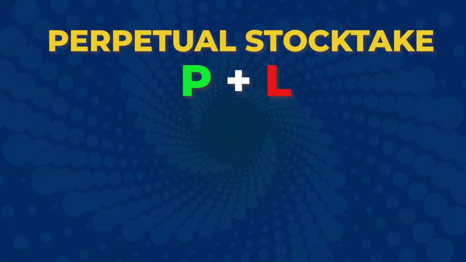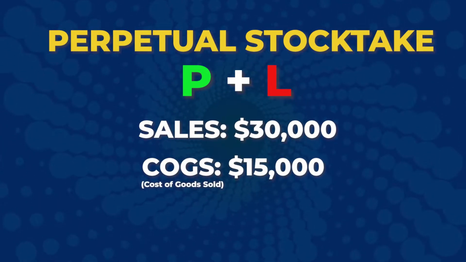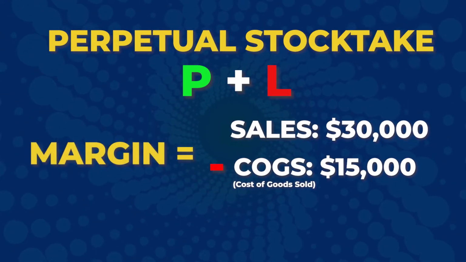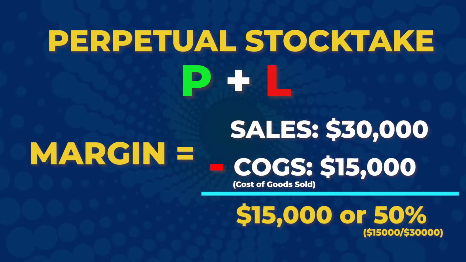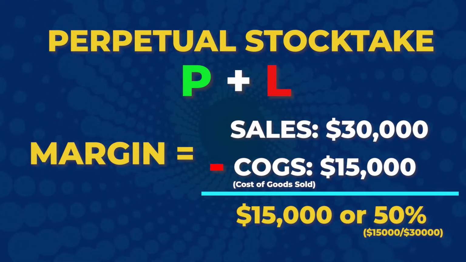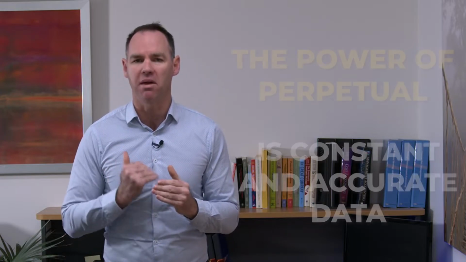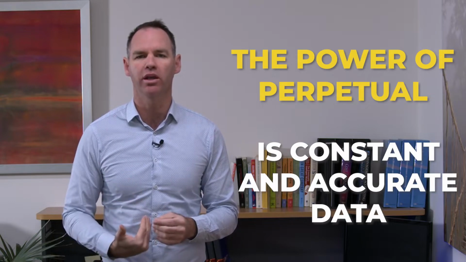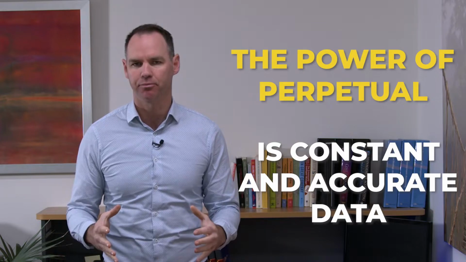What you'll see on your profit and loss is our sales of $30,000 and our cost of goods sold will be the $15,000 we just spoke about. The margin then would be $15,000: $30,000 minus $15,000 gives us a margin of $15,000 or 50% on what we have sold. You can see here that the power of perpetual stock methodology is that you constantly get accurate financial reporting and know exactly how you are performing at any point in time.